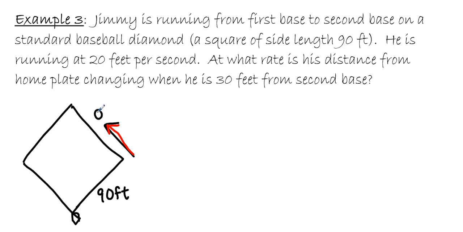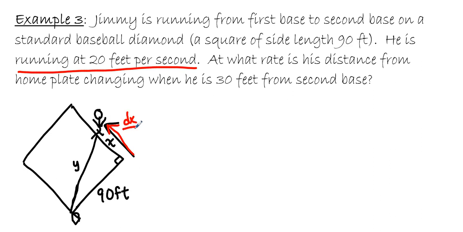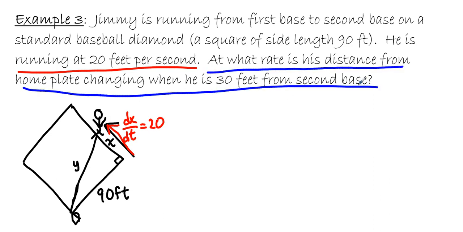So if this is Jimmy, the poor picture of Jimmy and that poor leg there, this is a distance that changes over time. This distance is always 90 feet. This is a distance that changes over time. So this distance changes, this distance changes, this is always 90 feet. So Jimmy is running at 20 feet per second, which means that this x is growing at 20 feet per second. We want to know at what rate is his distance from home plate changing.